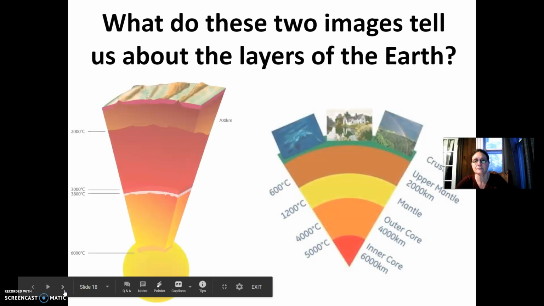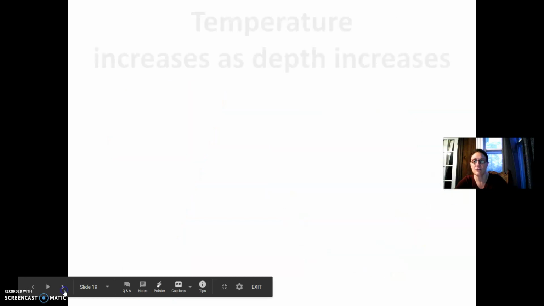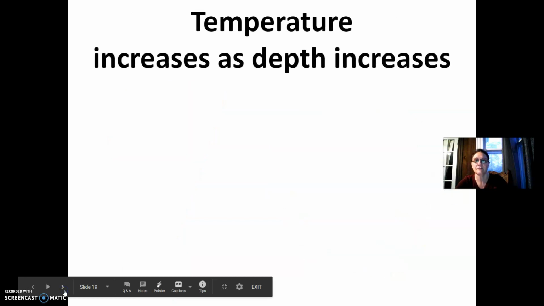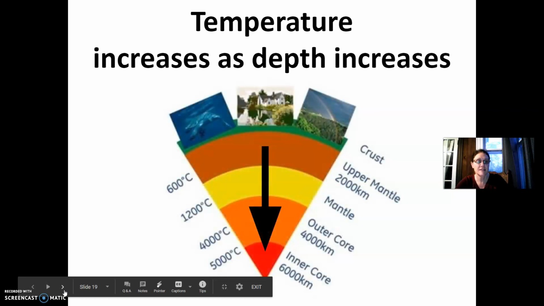What do these two images tell us about the layers of the Earth? Look at them. What do we notice about the temperature? Think about the temperature when you are looking at this. What happens to the temperature as you enter from the crust and travel to the center of the Earth? Hopefully you have noticed the temperature changes, doesn't it? It increases as you go toward the center of the Earth. The temperature increases as depth increases. Depth meaning how deep you're going.